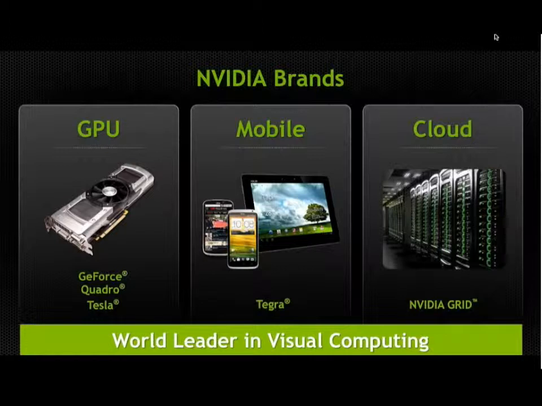That ultimately morphed into Quadro, and the Quadro is the professional graphics line. I'll touch a little bit more on that on another slide, but essentially the vast majority of the market of people using graphics today in a work environment are using Quadro cards. Tesla is a line that maybe not everybody's familiar with. Tesla is our non-graphical, so there's no output port on the side of the card.